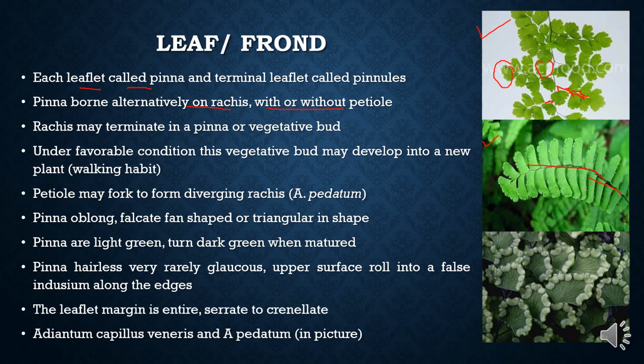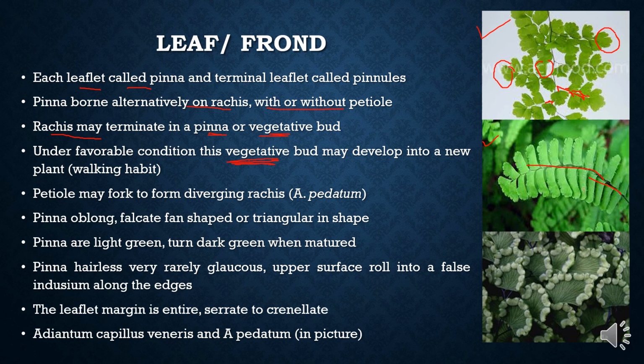So each of these rachis terminates in a pinna or a vegetative bud, or sometimes we see that the rachis terminates in a petiole. Sometimes it does terminate in a vegetative bud, and when this portion of the leaf arches and reaches the ground, when this terminal portion of the pinna which contains the vegetative bud reaches the ground, then a new plant is formed from the vegetative bud.